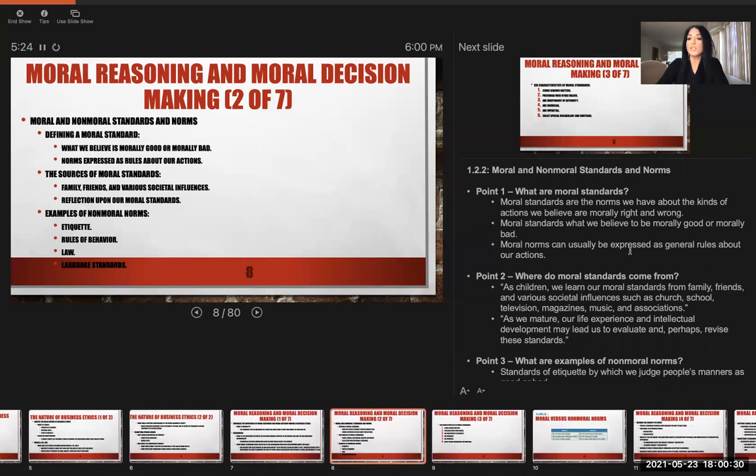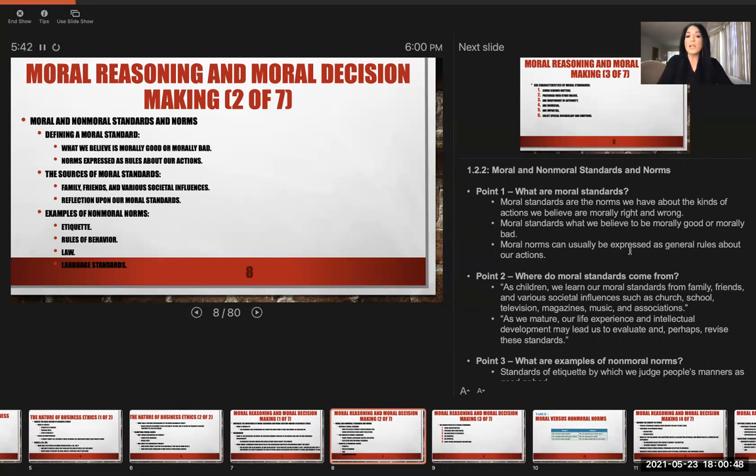Now let's talk about moral standards. Moral standards are the norms we have about the kinds of actions we believe are morally right and wrong. Moral standards are what we believe to be morally good or bad. And moral norms can usually be expressed as general rules about our actions.